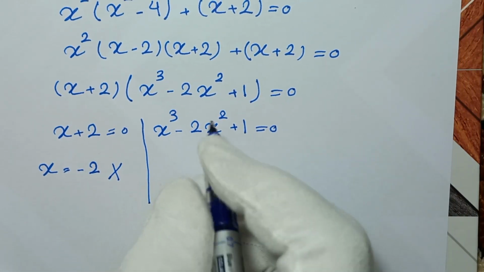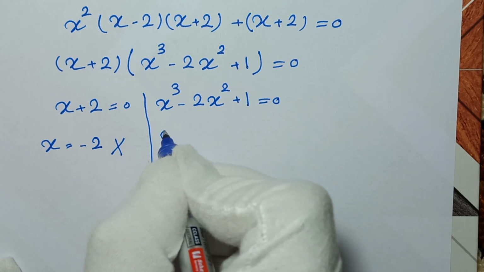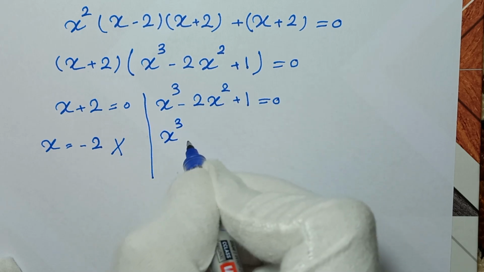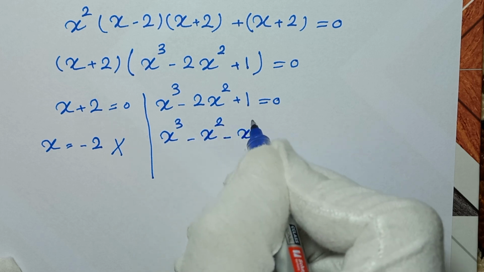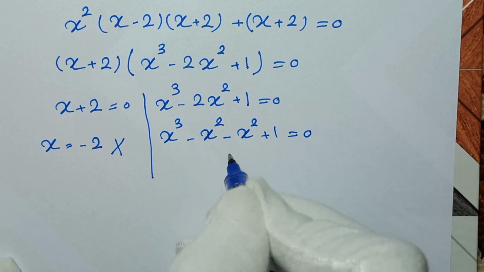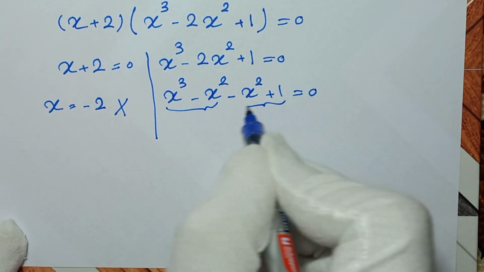And in here, we have x cubed minus 2x squared plus 1. So we can write this as x cubed minus 2x squared. We can write this as negative x squared minus x squared, right? And plus 1 is equal to 0.